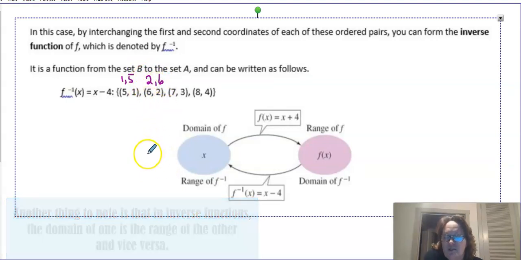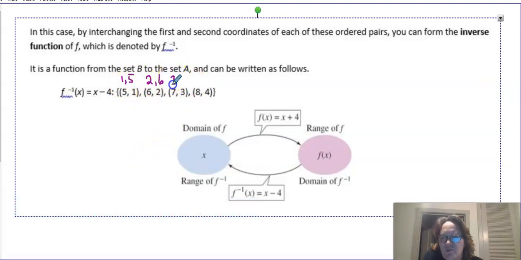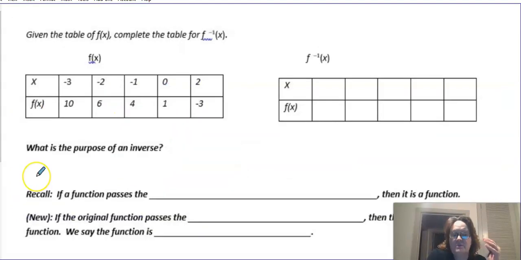So to find the inverse of a function where you're just given a set of ordered pairs, you just switch the numbers. This was the original set of ordered pairs, and the inverse of that, which is denoted with this little negative 1 exponent, is just that the x's and y's are switched. So this is your x and this is your y, or f of x, which is the same thing. F of x and y are the same thing.